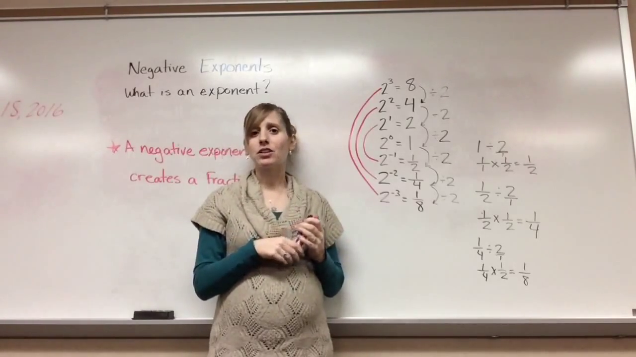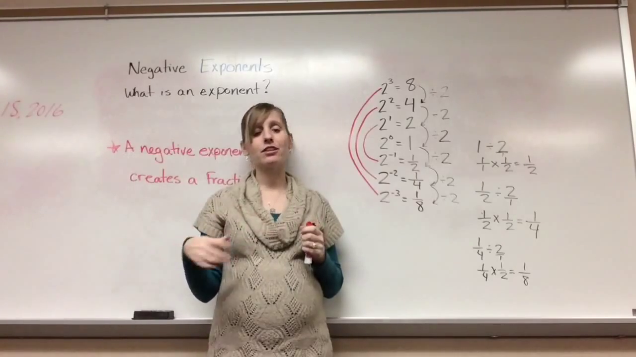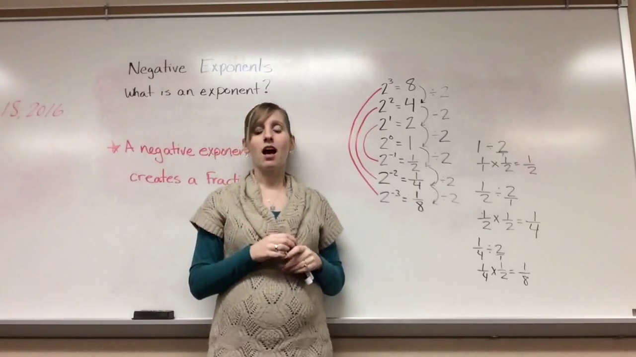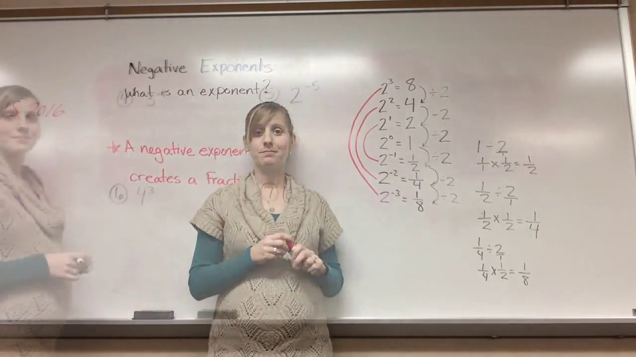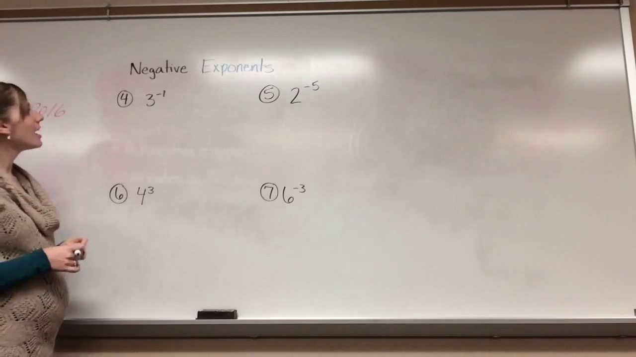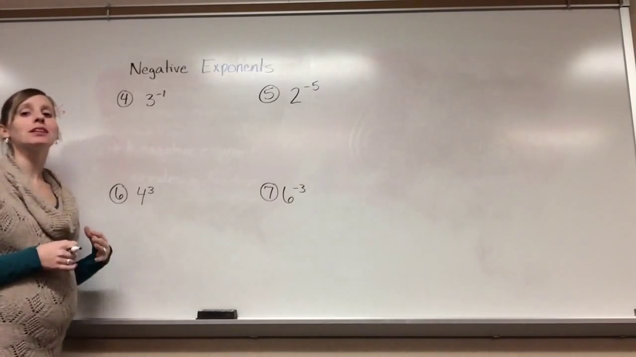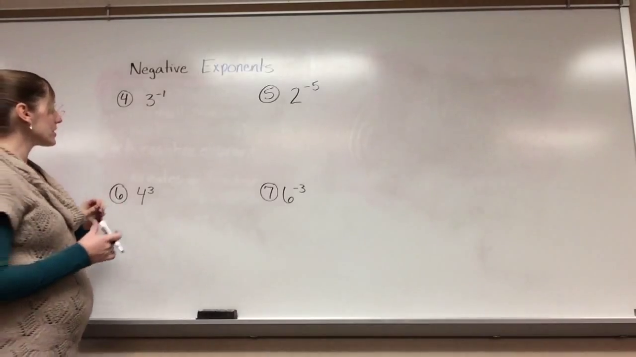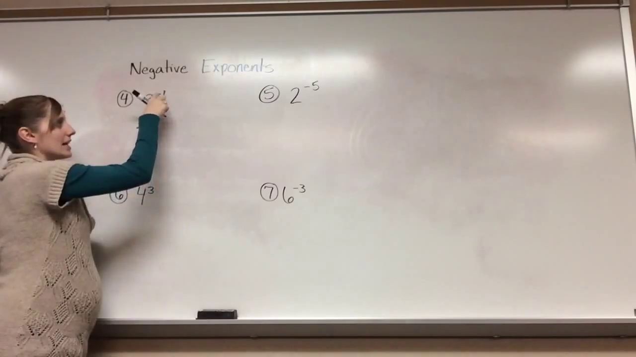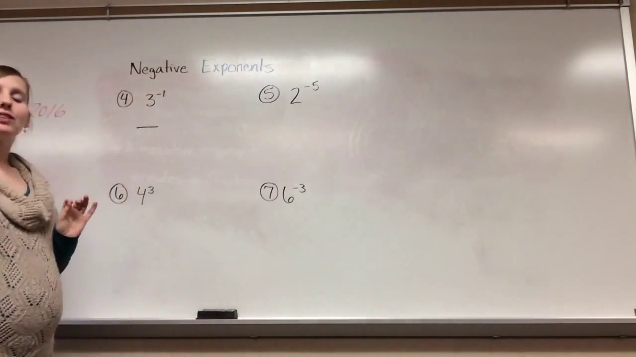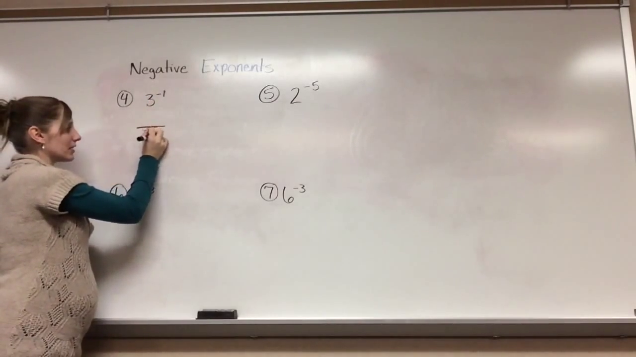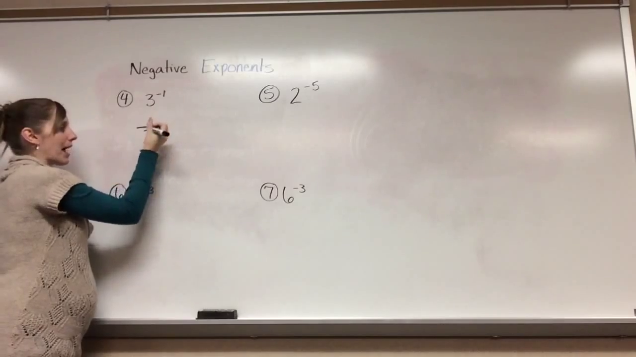Okay? And now we're going to look at problems or examples together and show you how to rewrite those. When you have negative exponents, rewrite them as positive exponents using fractions. For problem number 4, we have 3 to the negative 1 power, okay? That negative exponent is telling me that this really needs to be a fraction. So the first thing that I'm going to do is rewrite this as a fraction. Any negative exponent means it goes down to the denominator, okay? So 3 to the negative first goes down to the denominator as 3 to the first power.